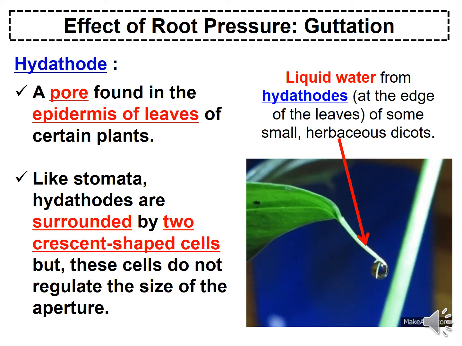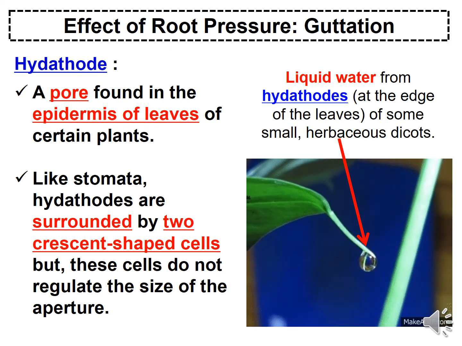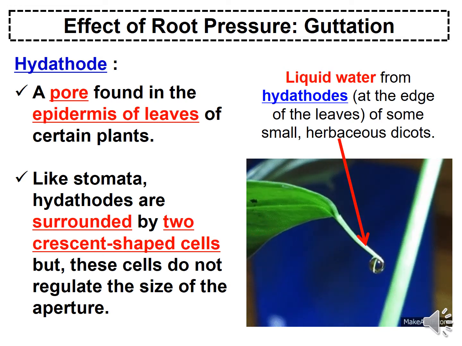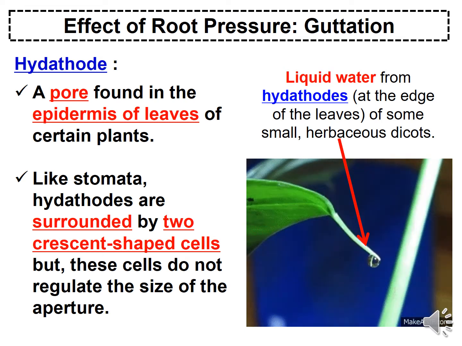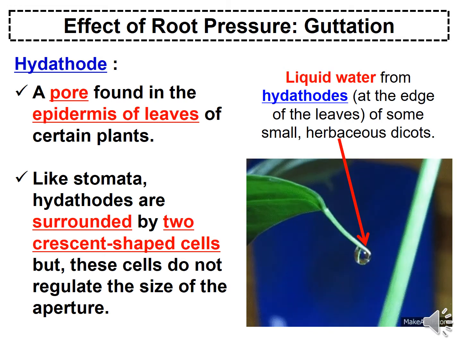Hydathode is a type of pore found in the epidermis of leaves of certain plants, and just like stomata, hydathodes are surrounded by two crescent-shaped cells. These cells do not regulate the size of the aperture like stomata do.